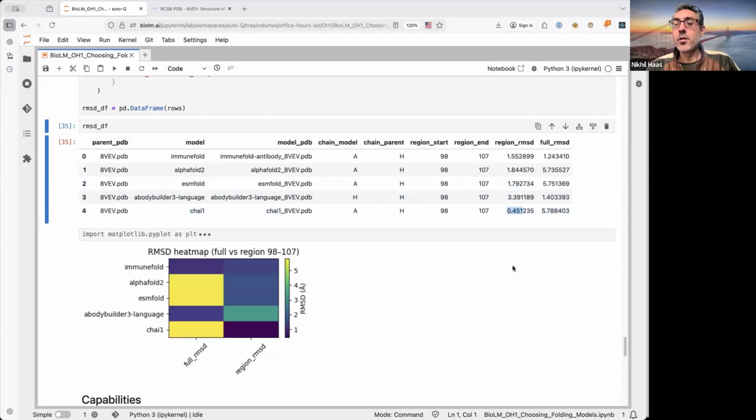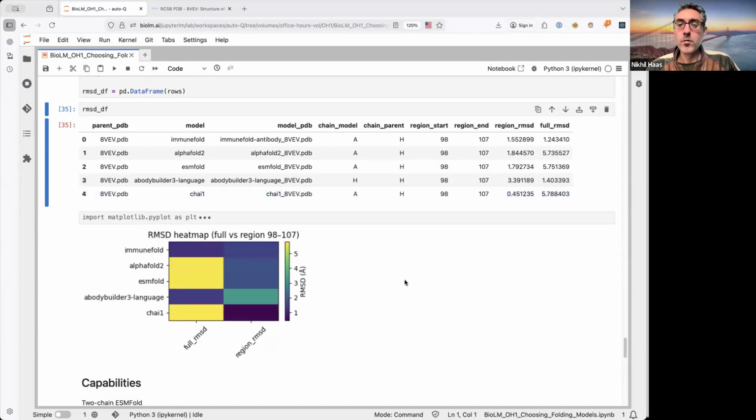So I don't know if Chai maybe has seen this molecule before, or perhaps we should try supplying MSAs from AlphaFold to input to Chai to see if that actually improves. But I thought this was a pretty interesting finding. Any thoughts on that? Maybe why Chai's is so good?